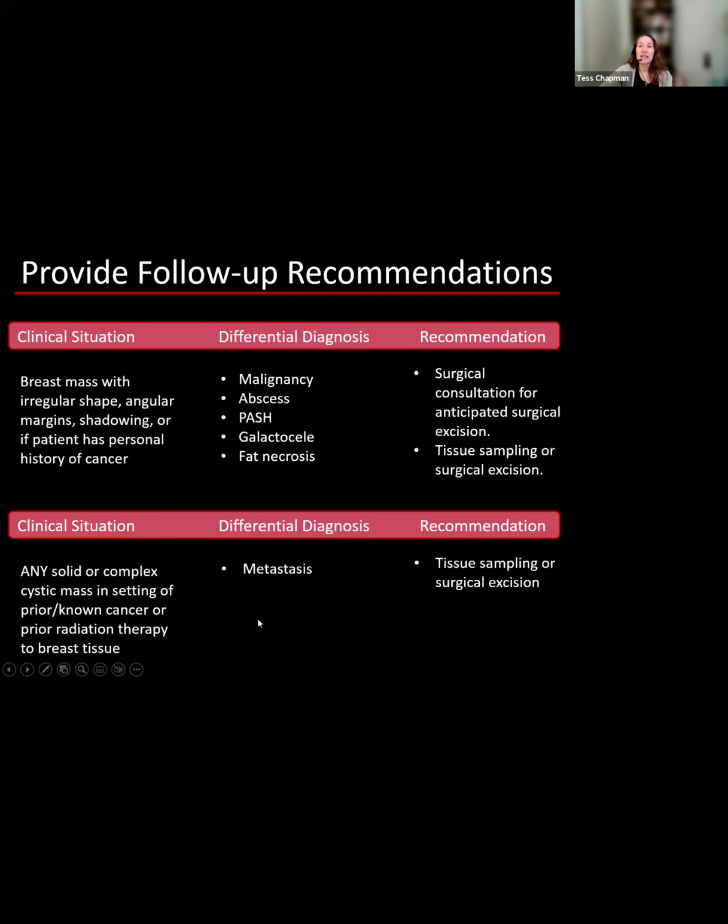And then finally, any breast mass with an irregular shape, angular margin, shadowing, or if a patient has a personal history of cancer, then you can go ahead and pursue surgical consultation for anticipated surgical excision or tissue sampling. And then again, as I emphasized at the very beginning, any solid mass or complex cystic mass in the setting of prior or known cancer or prior radiation therapy, assume it's a metastatic lesion and sample that tissue just to be sure.